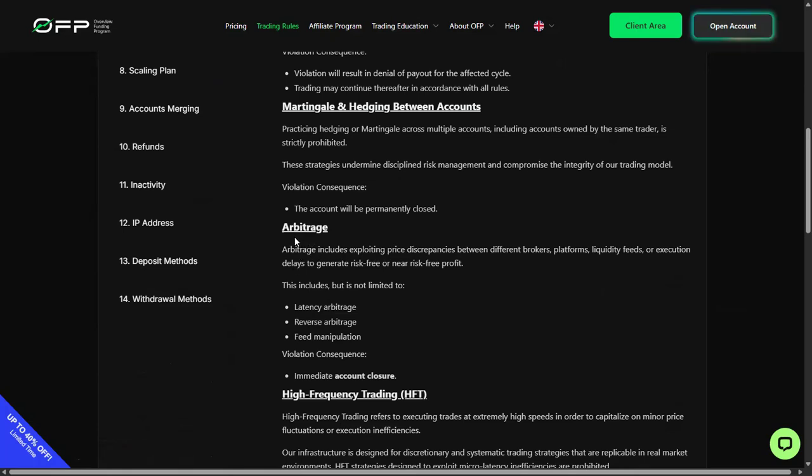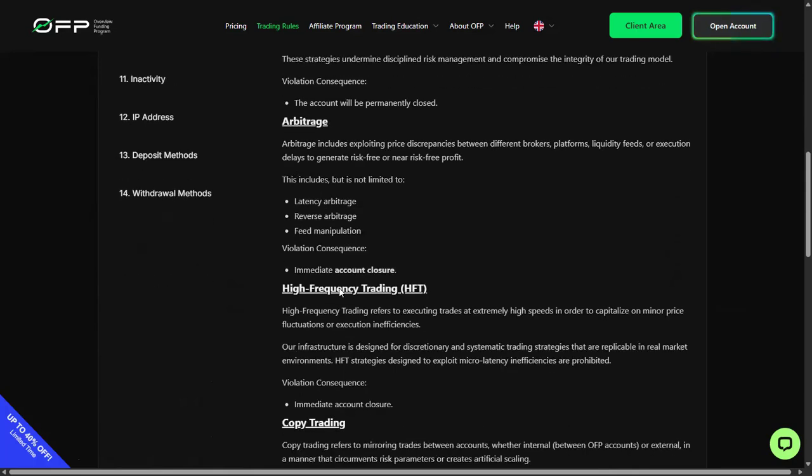So this arbitrage is not actually allowed. Exploiting price discrepancies between different brokers, platforms, liquidity, and all that. This is not allowed, right? So once it's done, account closure ASAP.